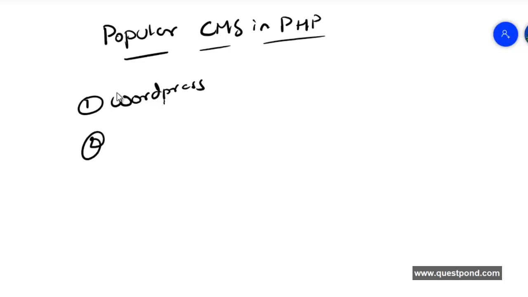So on the second, we have Joomla. Again, it's a CMS and very similar to WordPress. On the third, we have Drupal. Drupal, again, is a free open source content management system with a large supportive community, and it is used by millions of people and organizations around the globe. So guys, these are the three popular content management systems available in PHP. So guys, now let's move on to the next question.